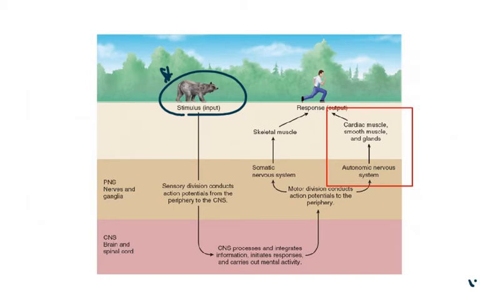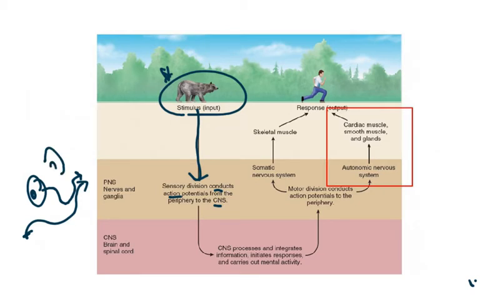We get this information about the bear from the sensory division of our peripheral nervous system. This is going to conduct action potentials to the central nervous system. Maybe this is coming from your optic nerve going into your brain and saying, I see a bear. Or maybe it's from your olfactory receptors, saying I smell a bear. Or maybe it's from your vestibulocochlear nerve in your ear saying, oh, I hear something that sounds funny. I hear a bear. And hopefully it's not your somatic senses saying, I touched a bear.